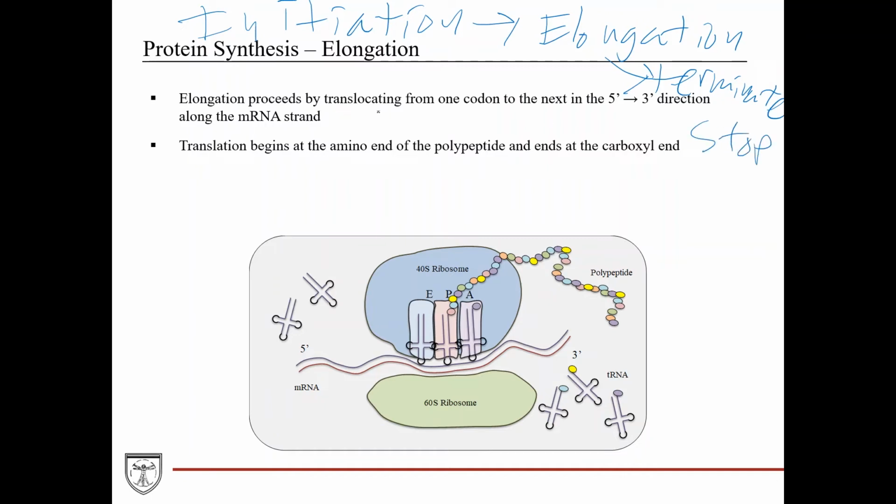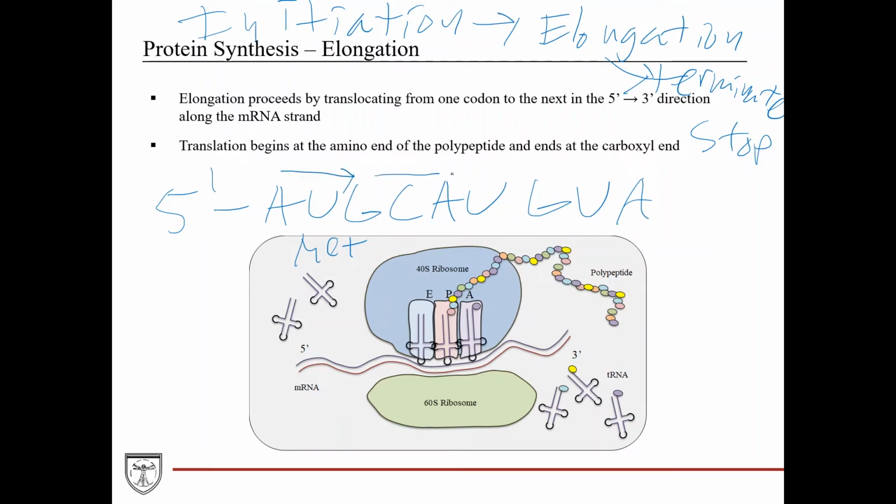So elongation proceeds by translating from one codon to the next. So here you have your start codon, which is AUG, which corresponds to methionine. And let's say the next codon is CAU, and then after that is GUA. So initiation is getting to this point here, and then elongation is going from codon to codon to codon, and then you eventually will get to the stop codon, and that's where you hit termination. And this occurs in the 5' to 3' direction. Remember, these conventions are really important. So again, here 5' to 3'.